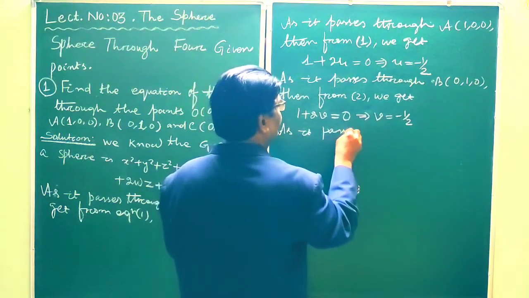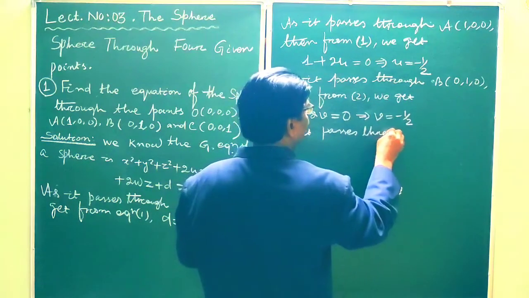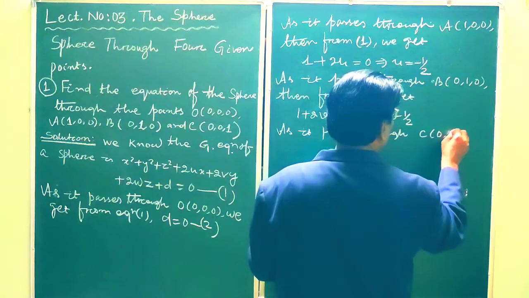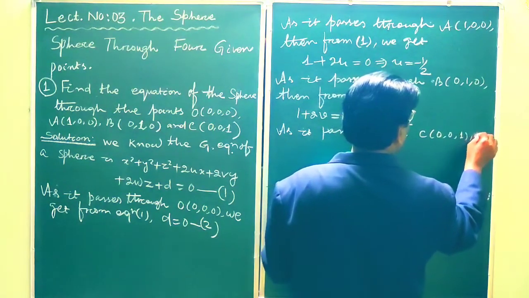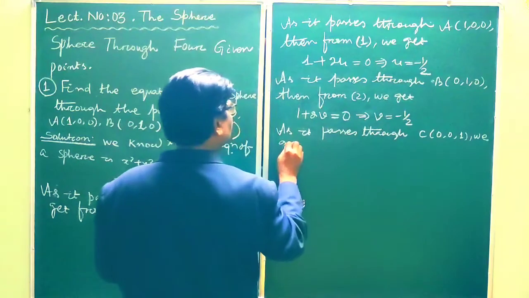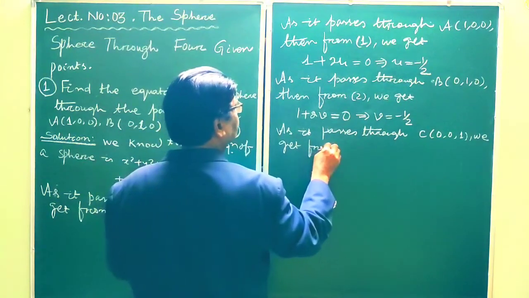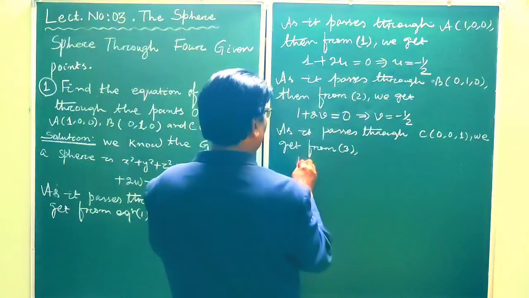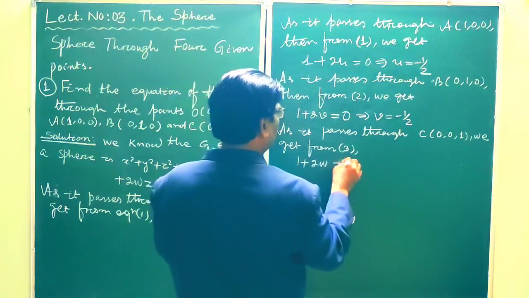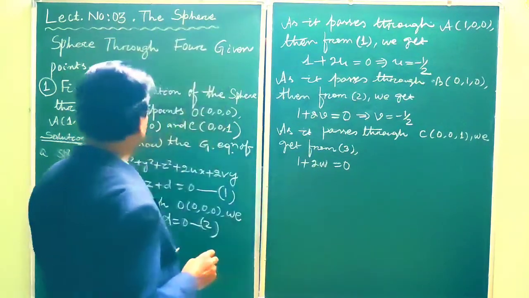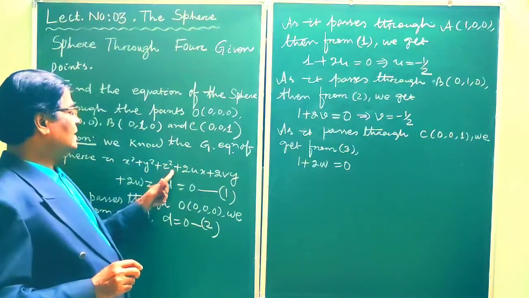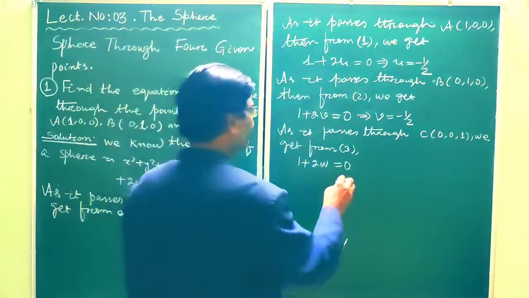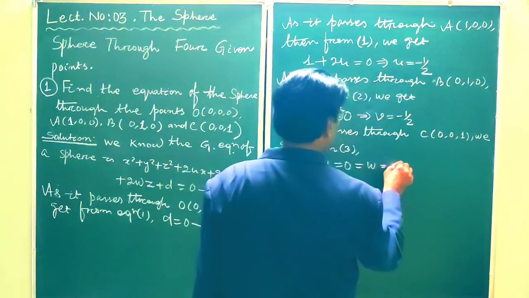As it passes through C of 0, 0, 1, we get from equation 3 1 plus 2w is equal to 0. Because here x is 0, y is 0, z is 1 and 2w, z is 1. So this implies w is equal to minus half.